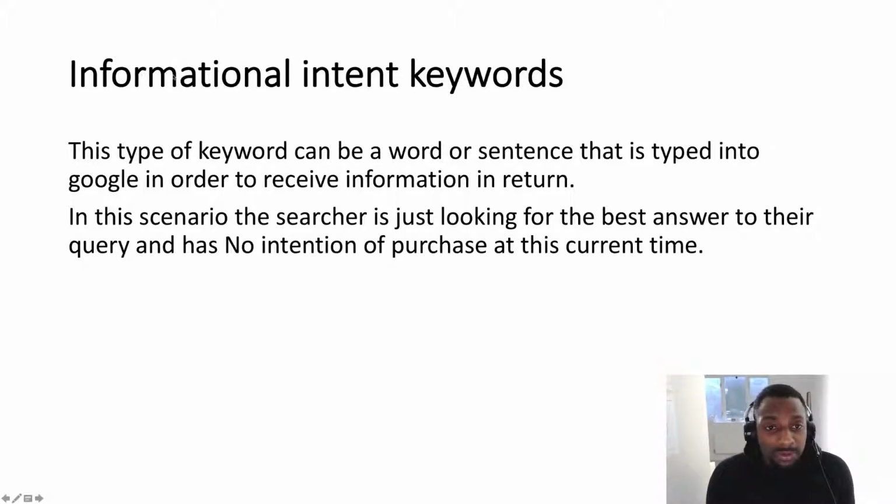Now the other type of keyword that you might find on the internet for websites in SEO is informational intent keywords. This type of keyword can be a word or a sentence that is typed into Google in order to receive information in return. So in this scenario, the searcher is just looking for the best answer to their query and has no intention of actually making a purchase at that current time. This does not mean that you can't monetize this type of keyword. All it means is that at that specific time, that person is not looking to make a purchase.